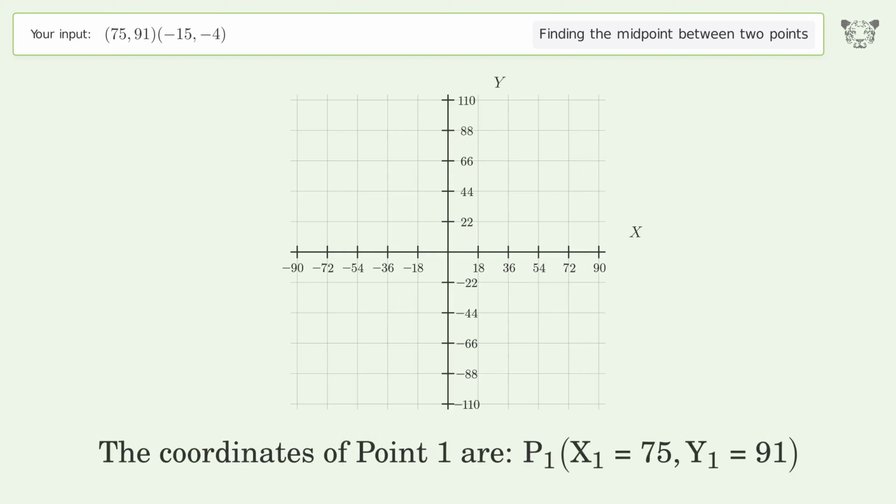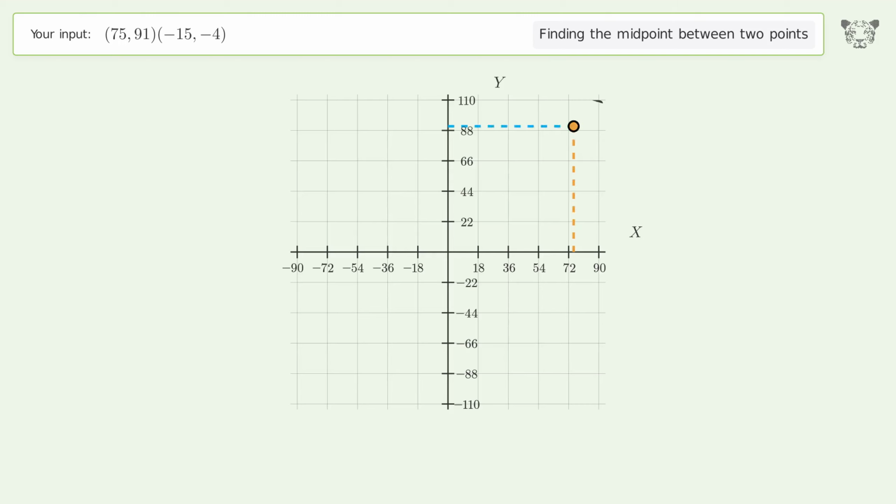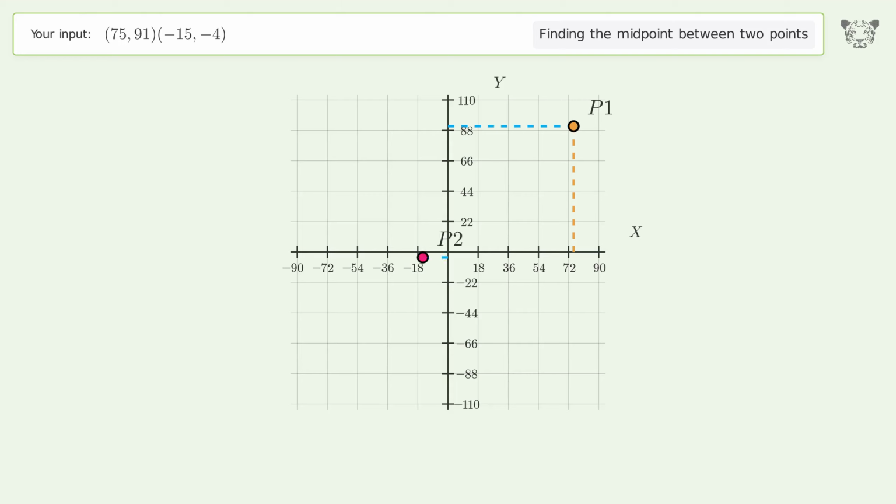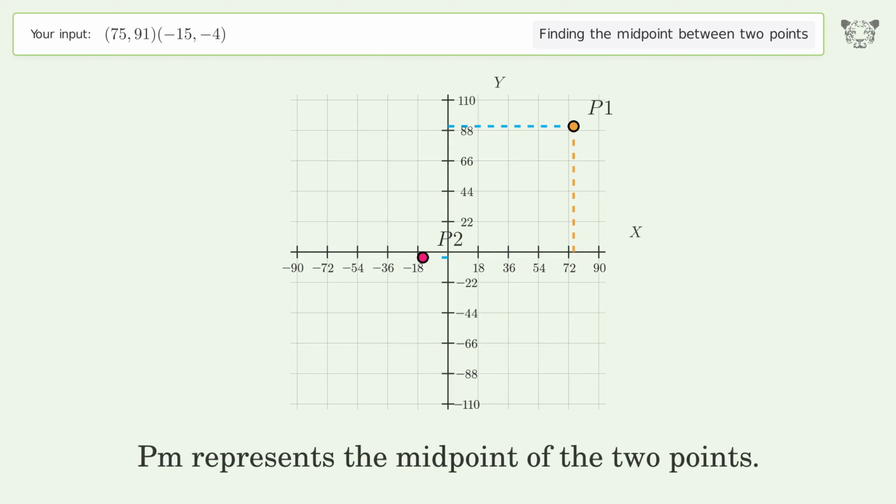The coordinates of point 1 are, x1 equals 75, y1 equals 91. The coordinates of point 2 are, x2 equals negative 15, y2 equals negative 4. PM represents the midpoint of the 2 points.